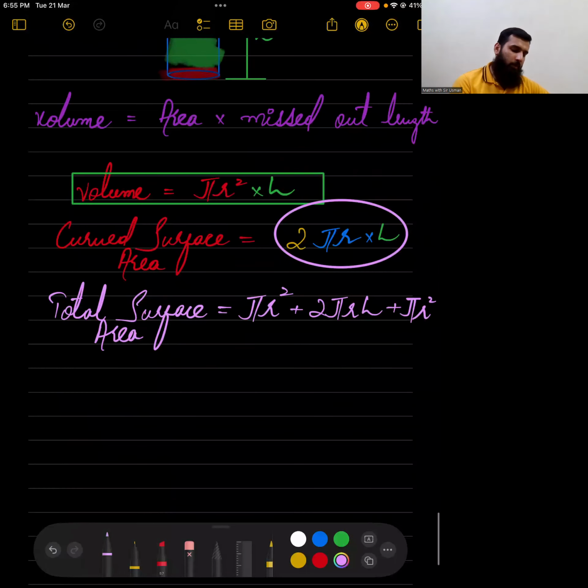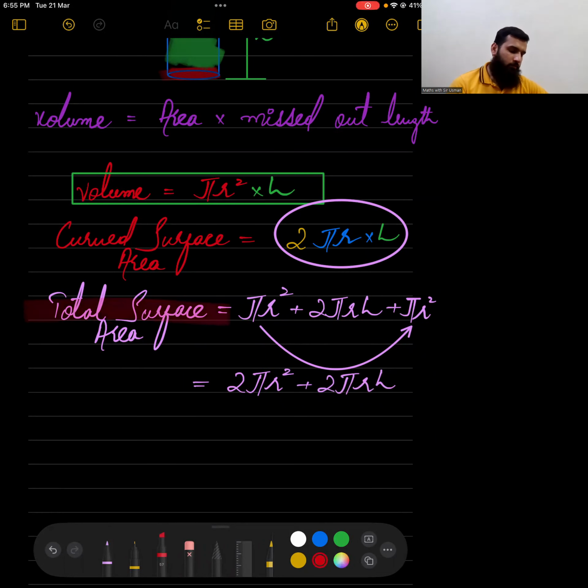So we can just combine these two areas together and make them as 2 pi r square plus 2 pi r h. Although you can just leave it over here as well. And I would personally suggest you to leave it until there and not use this particular simplified format, because the simplified format would cause you problems ahead as well. Now, we are done with the curved surface area. We are done with the total surface area as well.